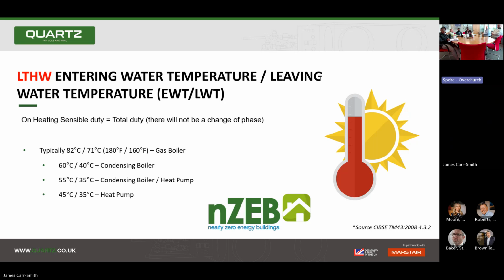In terms of heating, again, 82/71 traditionally used. There is a reason why the 82/71 is very much an American thing, because those temperatures do seem like an obscure set of temperatures rather than 80/70. But again, they do fluctuate.